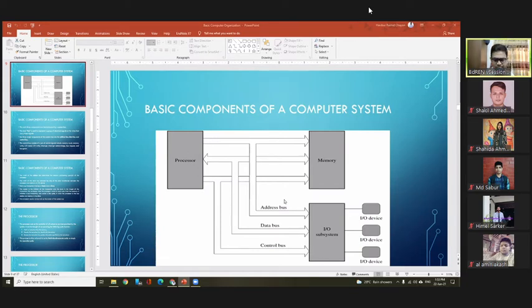Most of the time, the size of the address bus and the size of the data bus are the same. If the address bus is 32-bit, your data bus is also 32-bit. If your address bus is 64-bit, your data bus is also 64-bit. Most of the time it is the same. There are some exceptions where they are not the same.